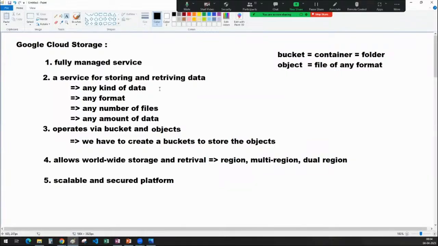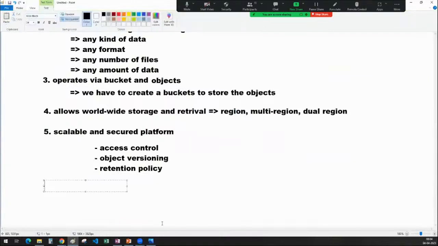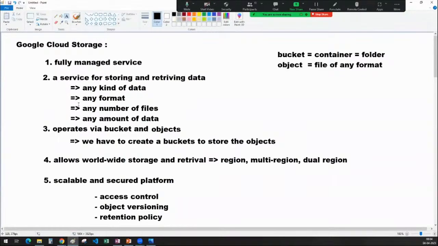Tomorrow we will see how to create a bucket. Inside that, all these things, like when I say secured platform, we can say access control, and very basic concepts we are going to see tomorrow: object versioning. What is meant by all of this terminology? We will see retention policy. And one more thing is also there, storage classes. While you are creating a bucket, there are also storage classes. So tomorrow we will see all of these things, sir.